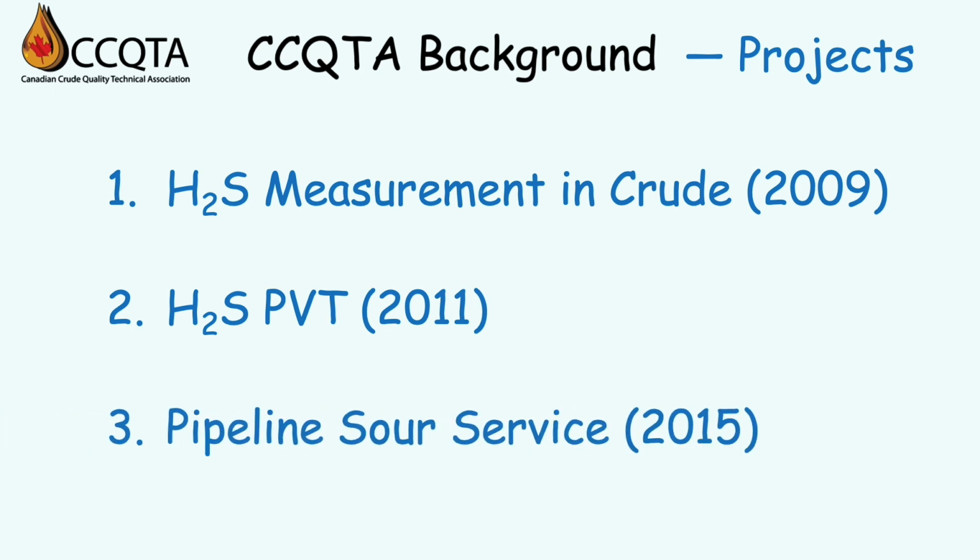And lastly, pipeline sour service. This project was started to challenge the science behind the revision of NACE MR0175 through physical SSC testing and transmission pipeline experience. The project group successfully lobbied the NACE MR0175, ISO 15156 Maintenance Panel, and the TG299 Technical Oversight Committee to reintroduce the exclusion clause for transmission pipelines. The extension of that work is to have the CSA Z662 also revised to reflect a transmission pipeline exclusion.